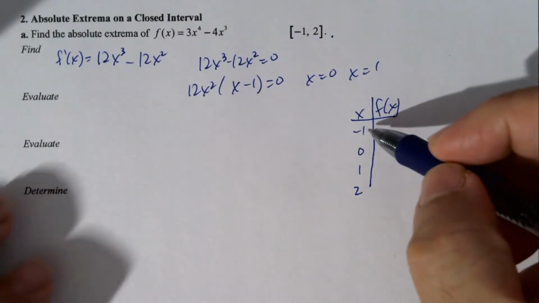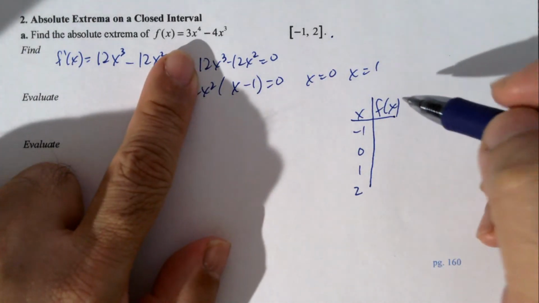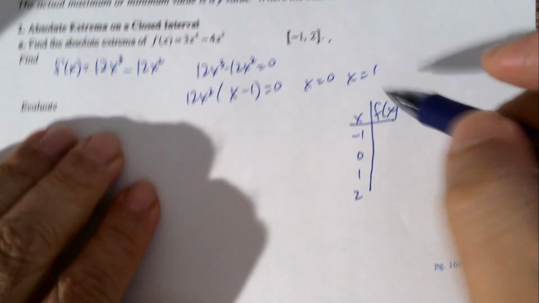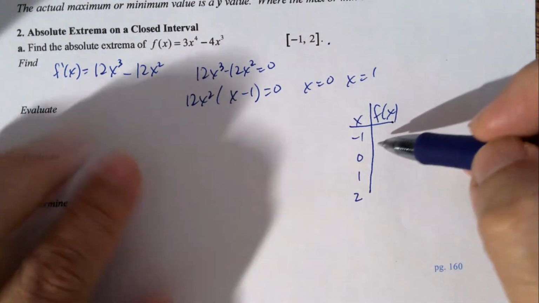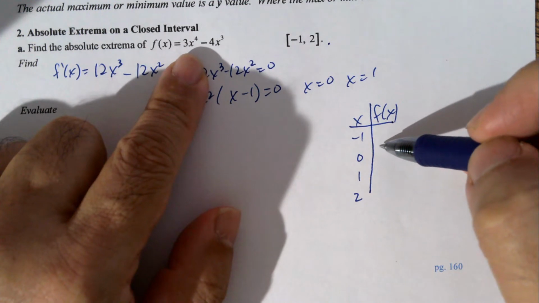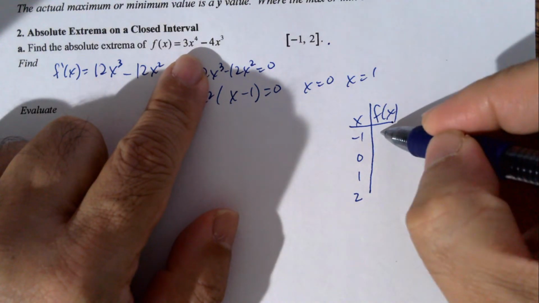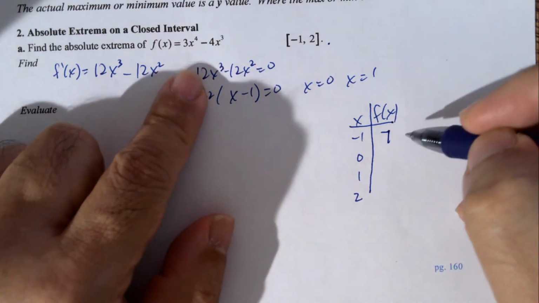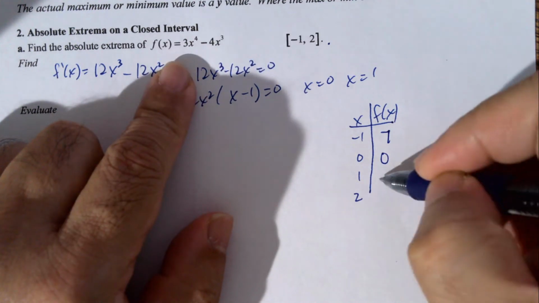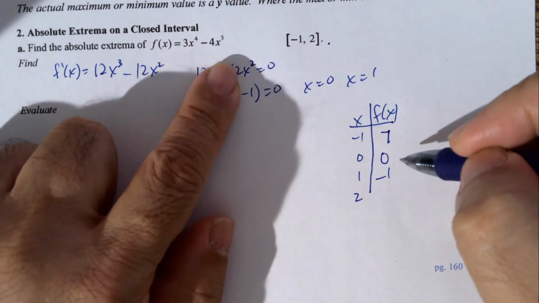So I'm going to plug in -1. Whenever you plug it in, you go to the original function. So I'm plugging -1 into the original function. That's going to be 3 plus 4, which is 7. Plug in 0, I get 0. Plug in 1, I get -1. 3 minus 4 is -1.